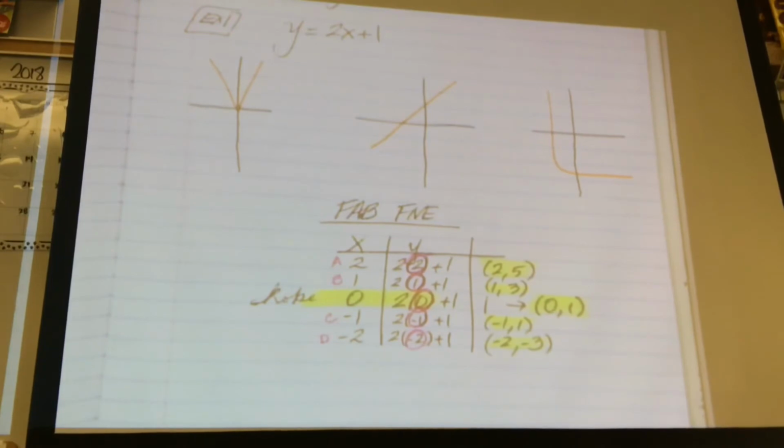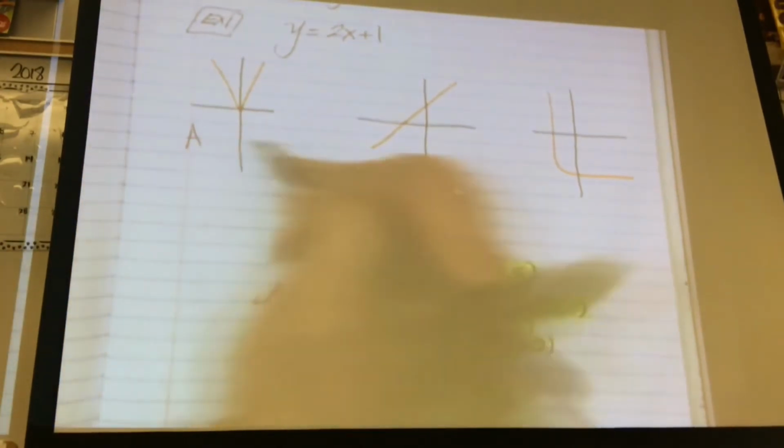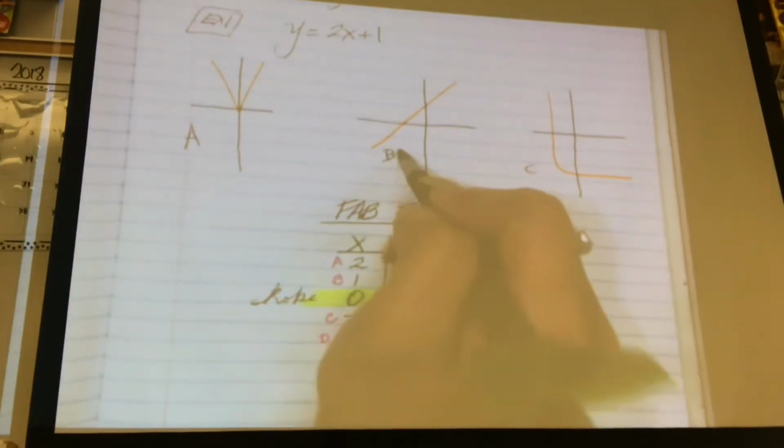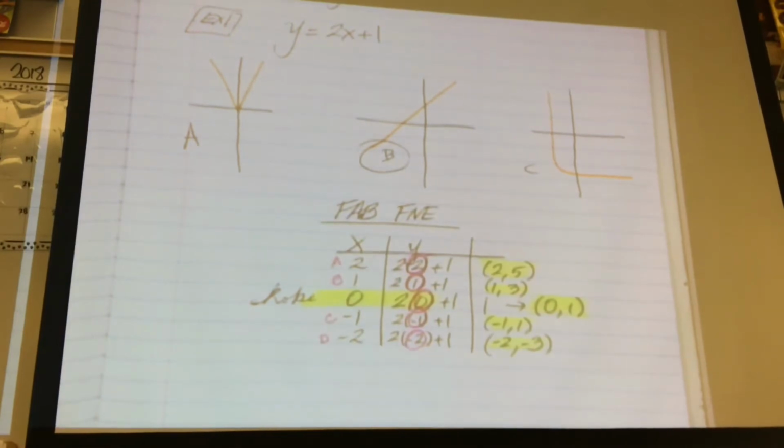Let's go ahead and label these A, B, and C. And tonight, you would choose the graph that matches the Fab 5. You must show me your work. You must do the Fab 5. You can't just eeny, meeny, miny, mo. You have to show me. Okay? Next.